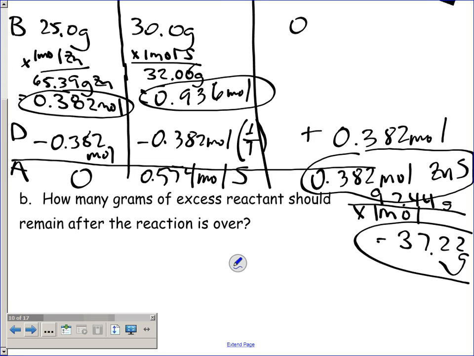So that's called a BDA chart, before, during, and after. You track your progress from before the reaction begins to after. But this was a 1-to-1. I'm going to do a harder example next. Give me a thumbs up when you're ready to move.